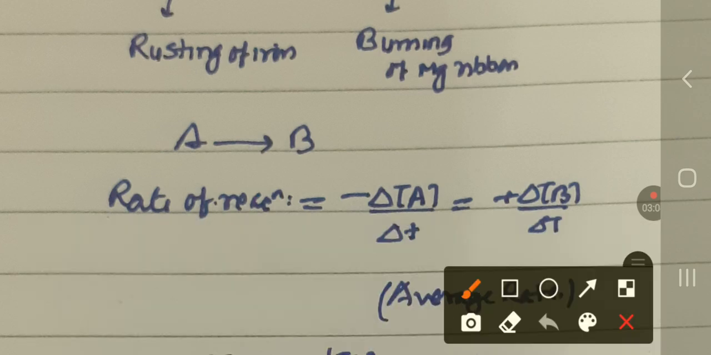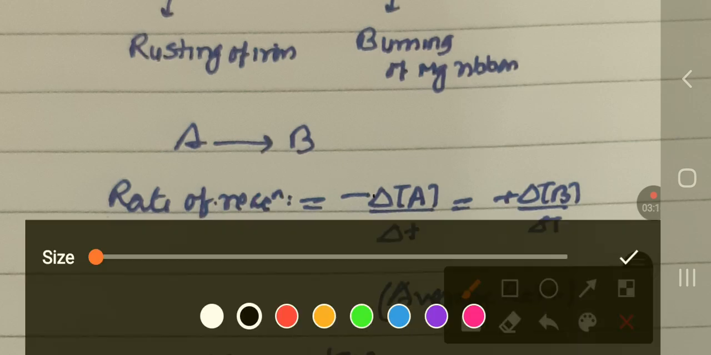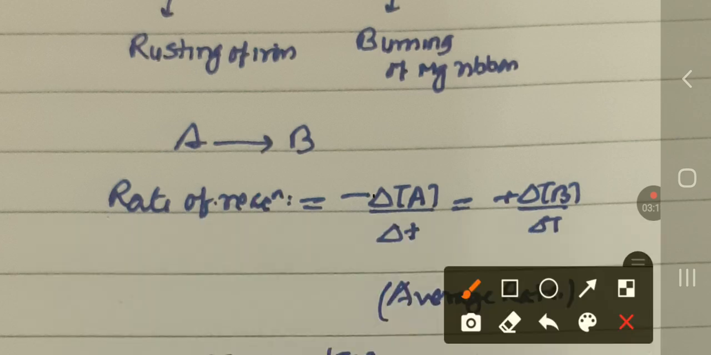Negative sign is the indication of decrease in the concentration of the reactant, and positive sign indication of increase in the concentration of product. And this large change in concentration of the reactant and product is said to be average rate of reaction.